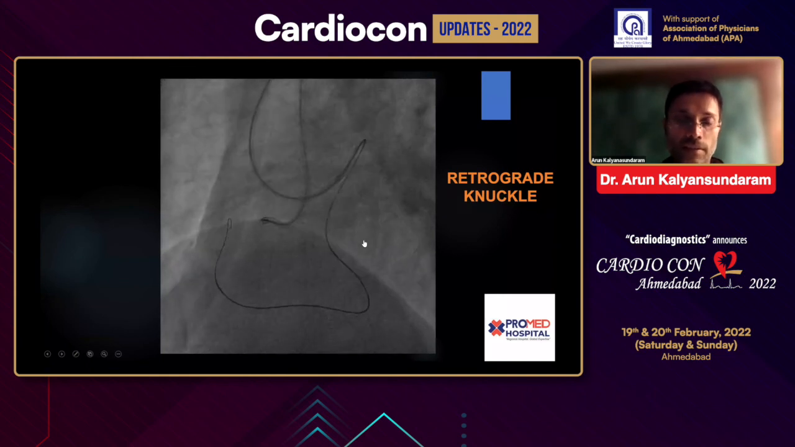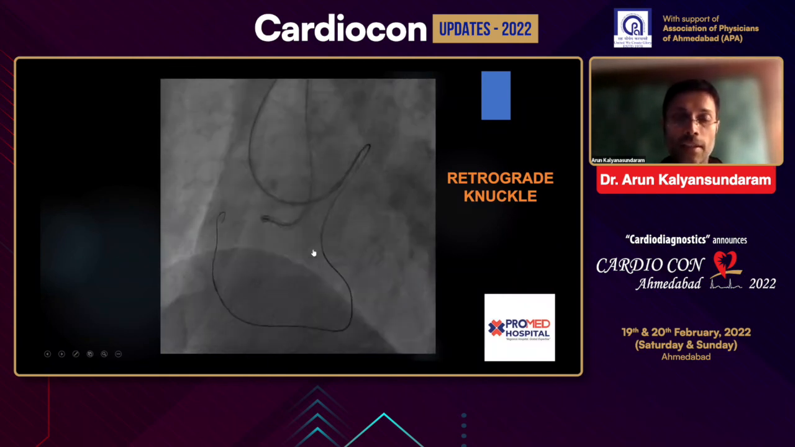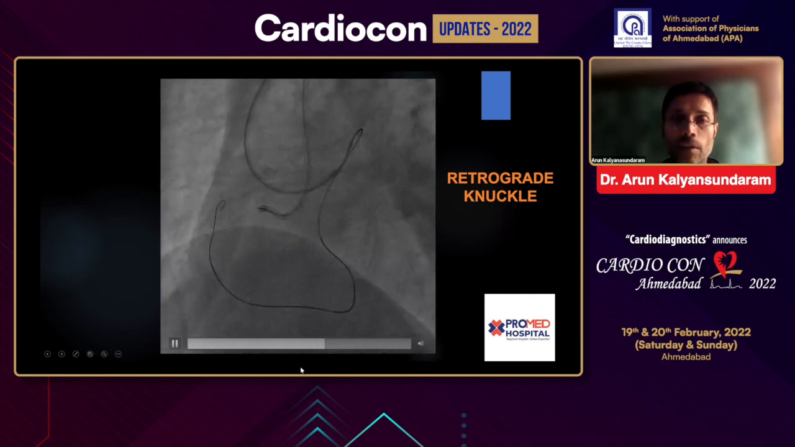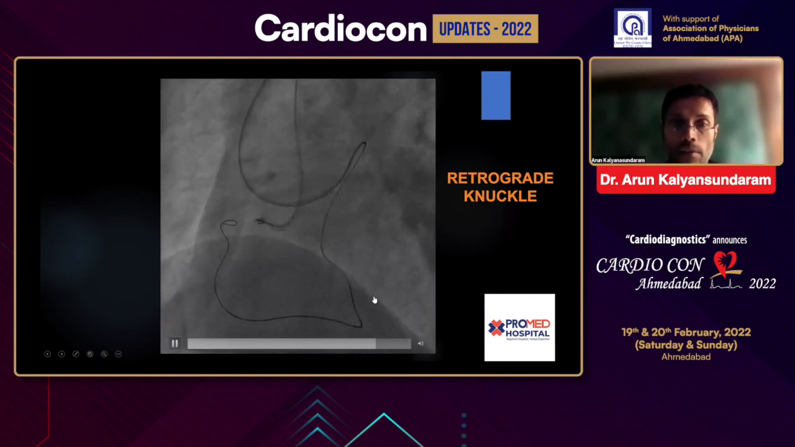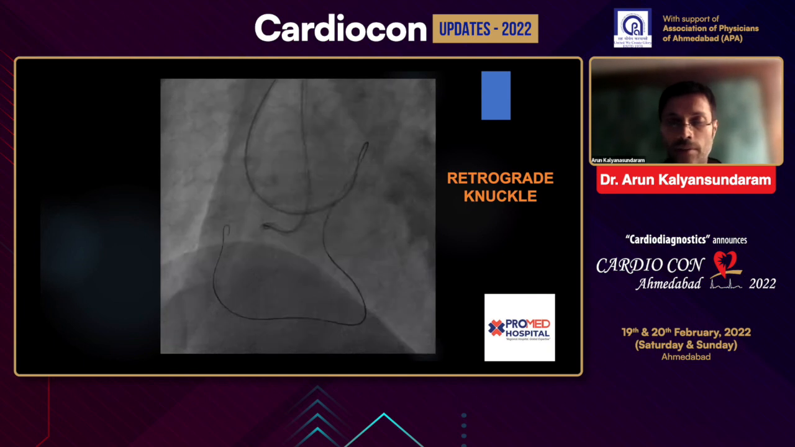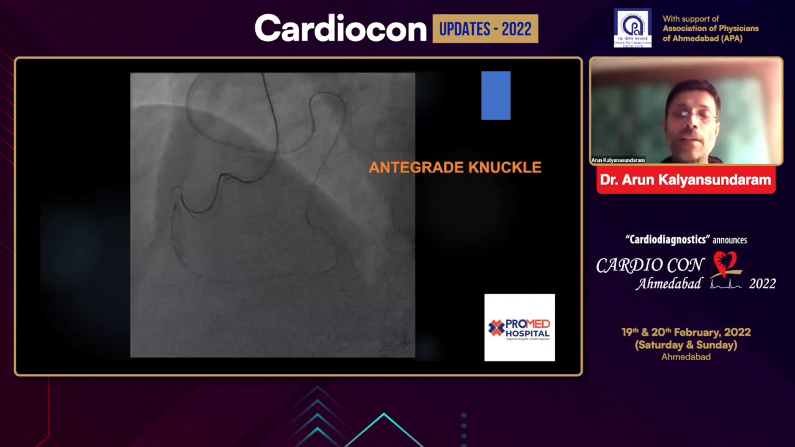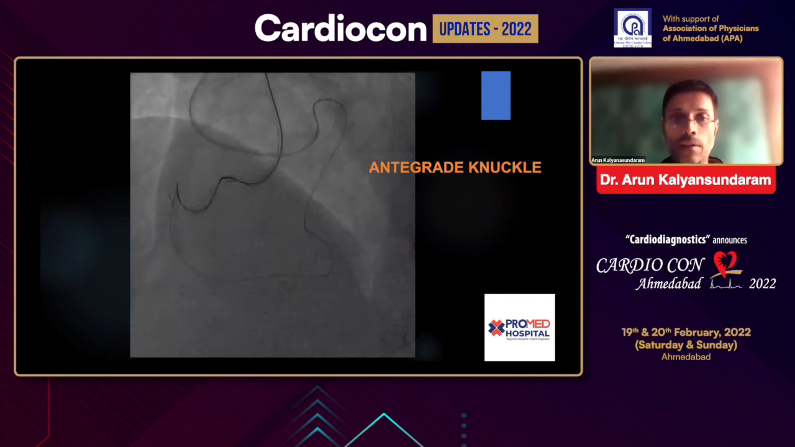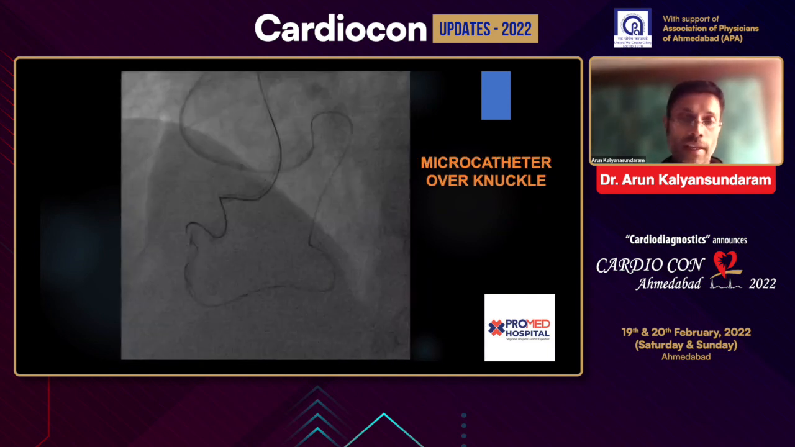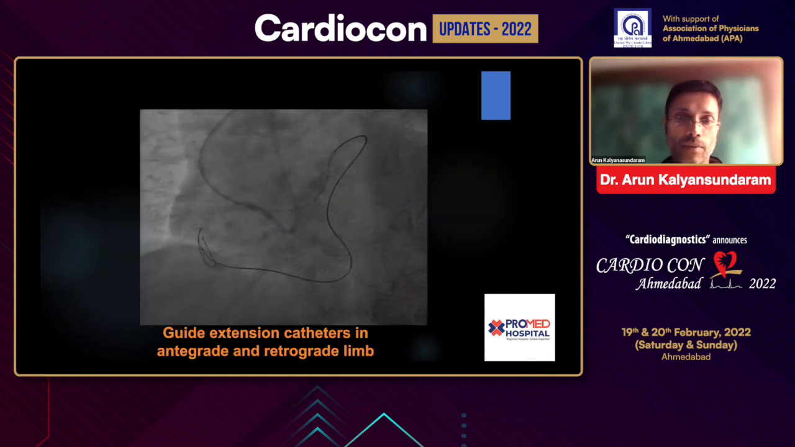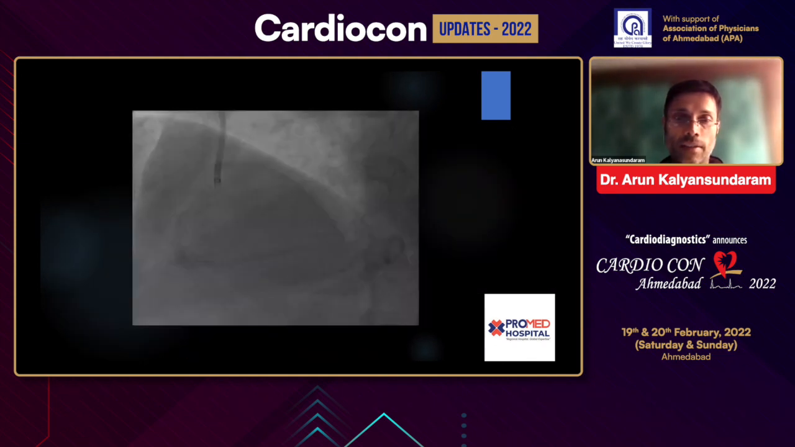Here's another case, from China. Anatomic ambiguity, retrograde knuckle. It's going in some weird area, and we're just not sure. Retrograde Carlino showed the course of the vessel. So once this was done, we used an antegrade knuckle, got in, and then there was a guide extension reverse CART. So not a big deal. This was done, and here's the final result.